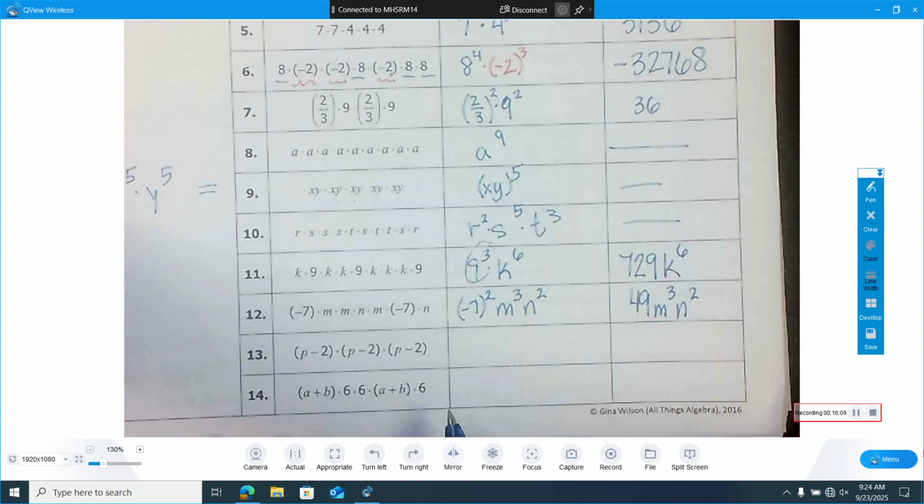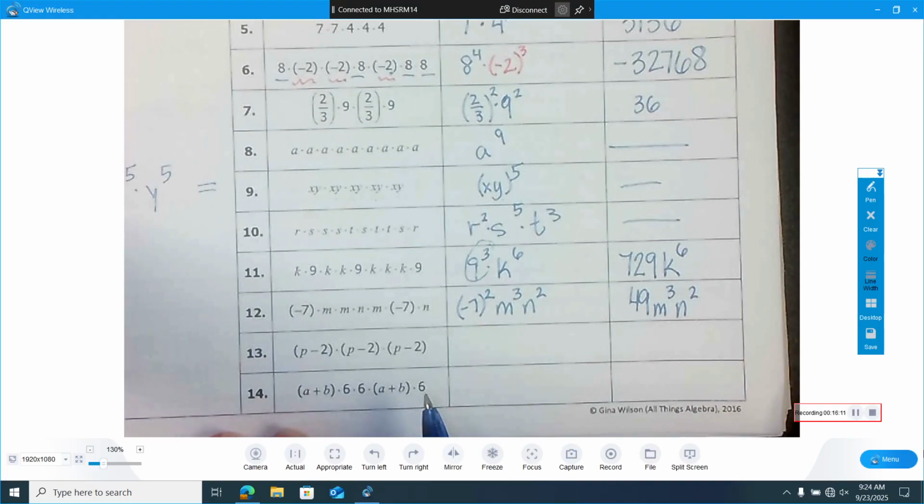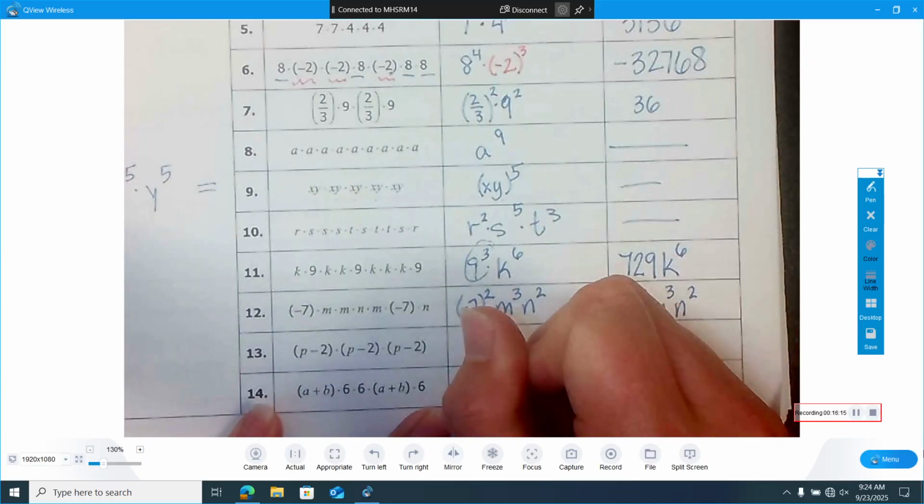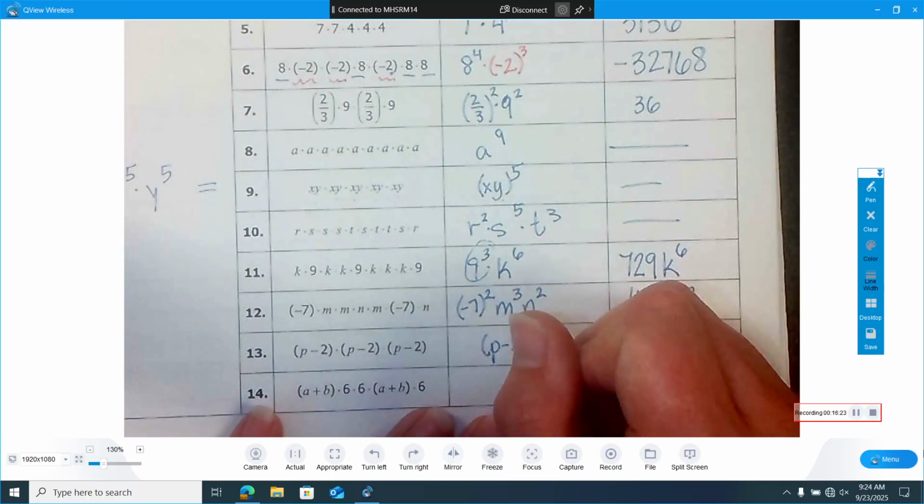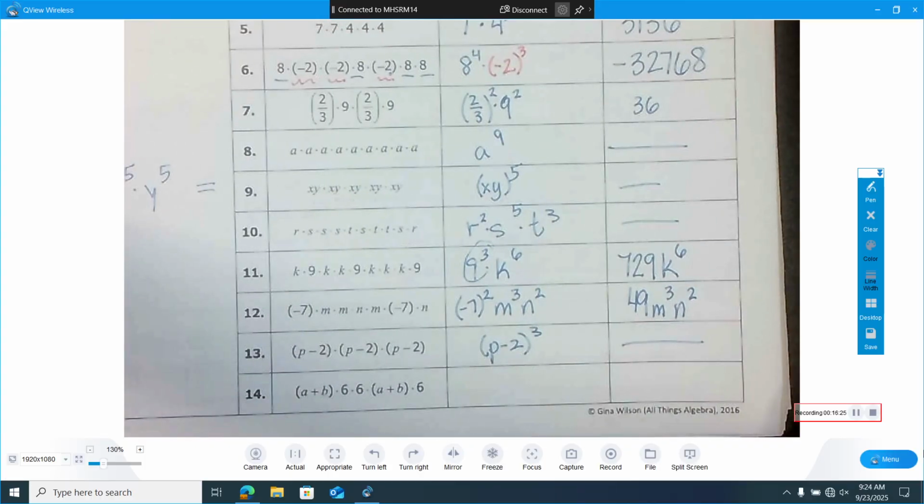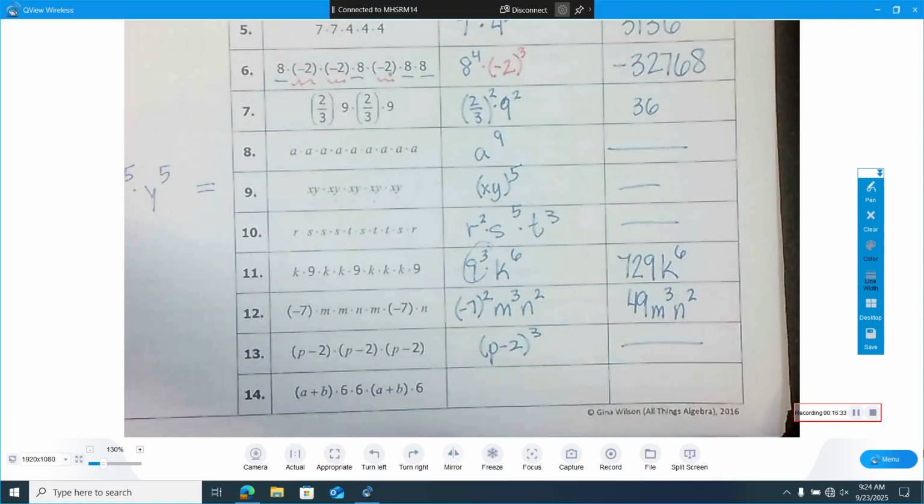All right, 13 and 14 are very special. On number 13, what's being repeated? P minus 2. Pluses and minuses work very differently here. How many times are we repeating P minus 2? 3 times, and that one cannot be evaluated. Addition and subtraction work very differently, so we just leave all those with addition or subtraction in them.